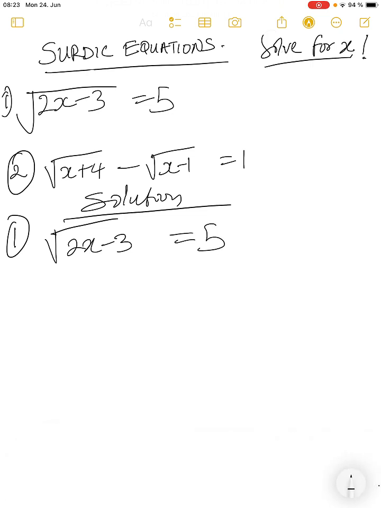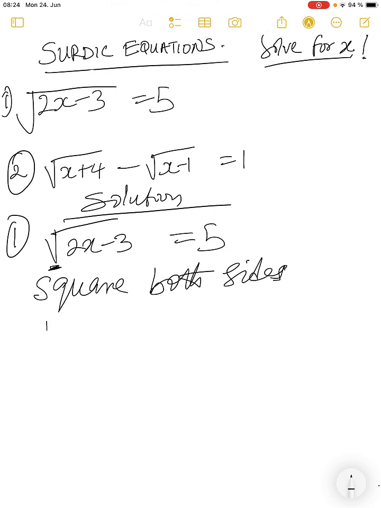To solve for x in this equation, you will first of all remove this square root. Not by cancelling it, but by doing a mathematical operation that will eliminate the square root. And to do this, you square both sides. Remember, squaring both sides of the equation does not alter the balance of the equation. Square both sides.